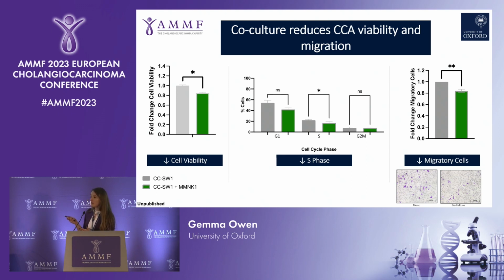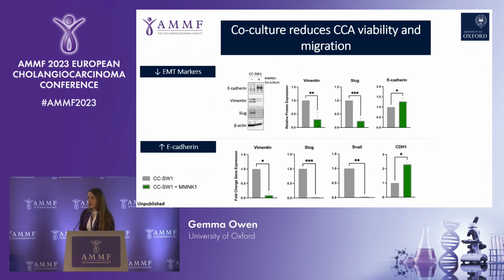But at 48 hours, which is our time point, this is not what we saw at all. So we saw a decrease in cell viability. We also saw a significant decrease in the proportion of cells in the S phase of the cell cycle. And we saw a decrease in the proportion of migratory cells. Here you can see some staining images of cells grown in monoculture and then grown in co-culture. We saw a reduction in the proportion of migration.